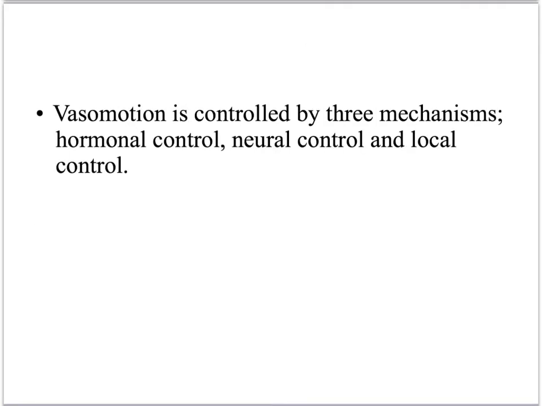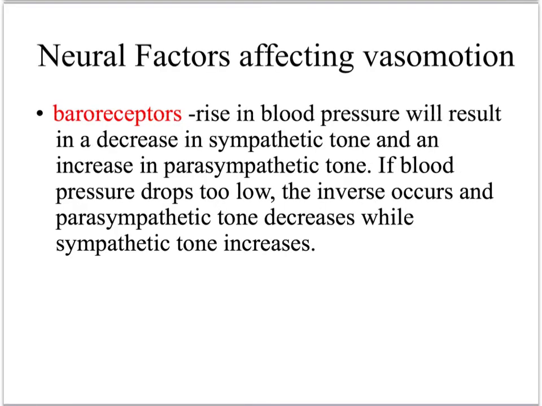The body has three ways of controlling vasomotion. We're going to look at some of these, not necessarily in this order: hormonal control, neural control, and local control. And we're going to be talking about the neural or nervous system control first. You have an interoceptor in your body referred to as a baroreceptor. These are the receptors that pick up changes in blood pressure.